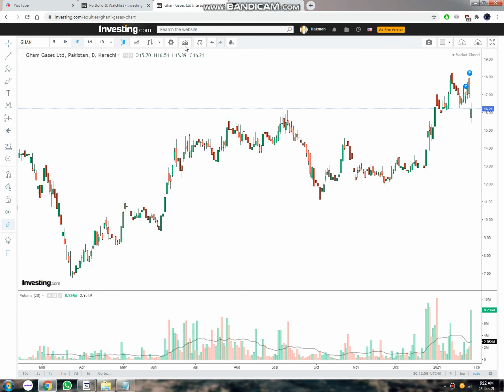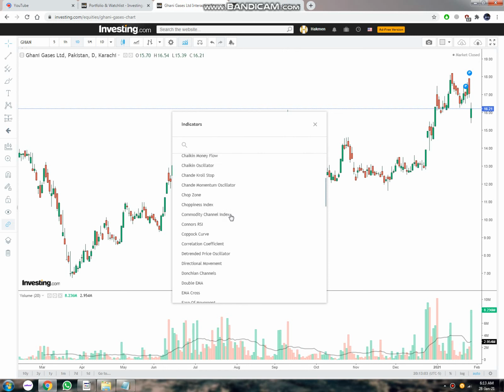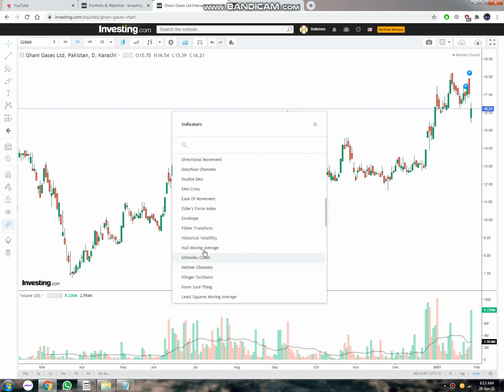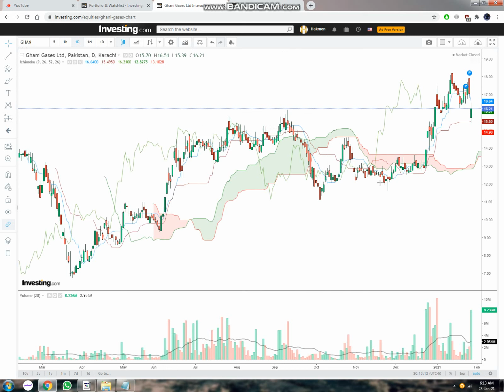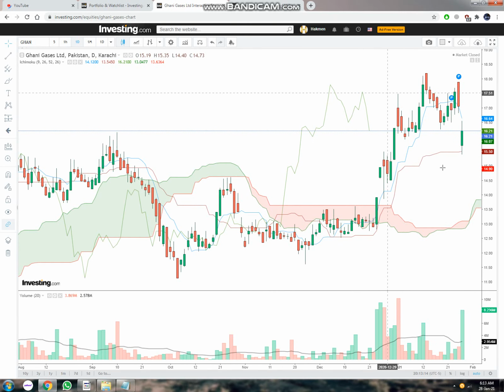Now if you want to plot the Ichimoku Cloud, simply go to your indicators and scroll down. Right here, Ichimoku Cloud. Click on it, and these lines and this cloud is the Ichimoku Cloud.